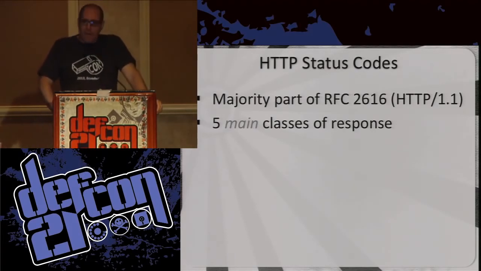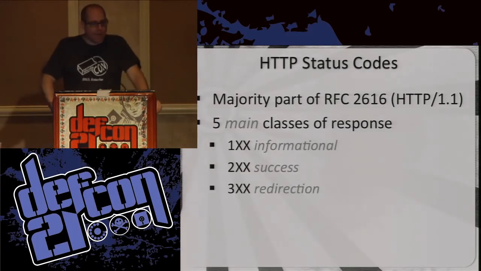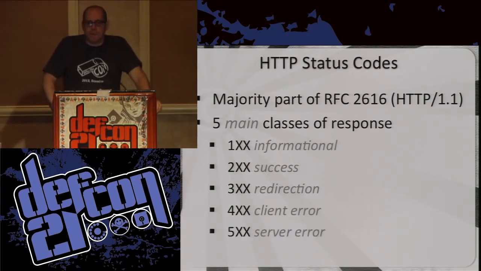So there's 5 main classes of responses. You get the 100, which is the informational stuff. You don't get to see that very much. You get the 200, which is most of the time success. Your web page is here. Here is the content. Thank you very much. Please go away. You get the 300, which is the redirect stuff. You get the 400, which means you messed up. You get the 500, which means they messed up.